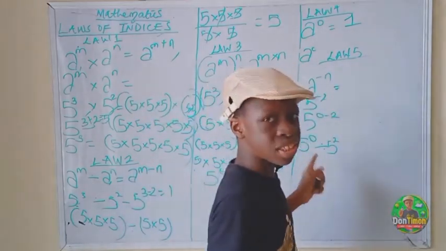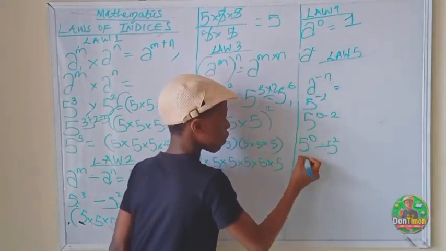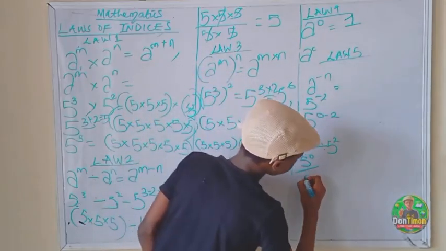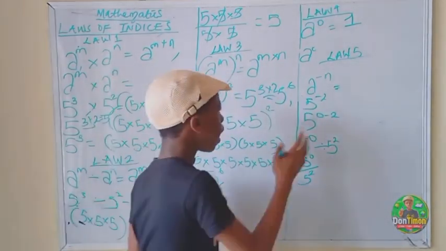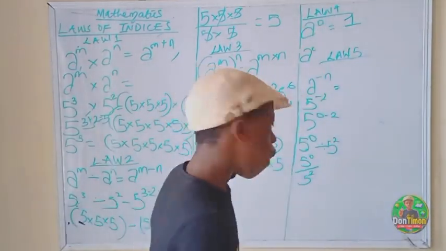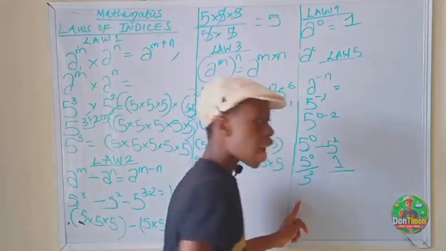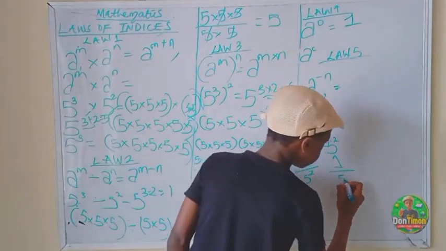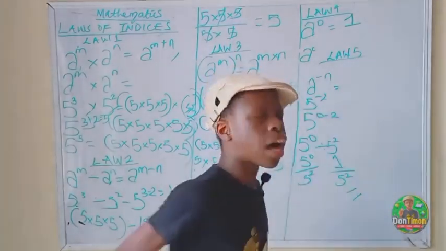But we don't write it like this. No. You can also write it like this: 5 raised to the power of 0 over 5 raised to the power of 2. Like I did in law 4, 5 raised to the power of 0 is 1. And 5 raised to the power of 2 is basically 5 raised to the power of 2. That is our answer. Now let's move back to the law.